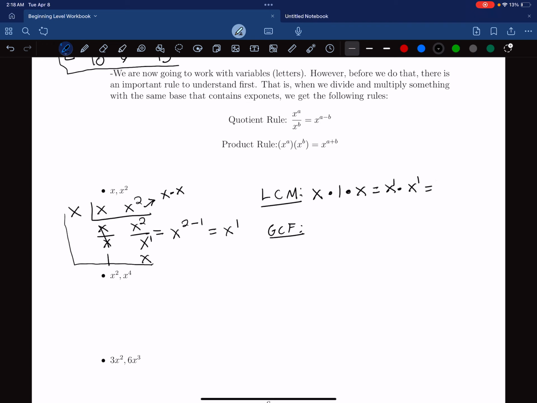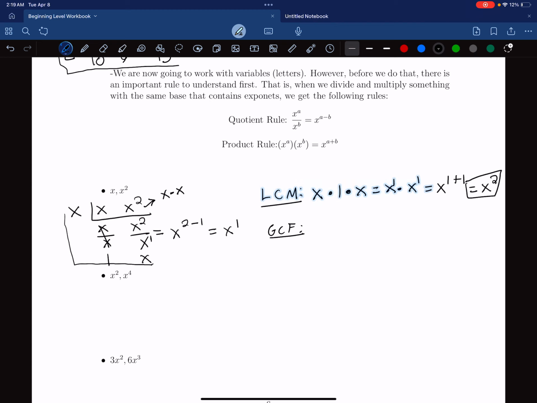So we're going to use this rule here to combine these exponents because they are the same variables. So we have x and x. In other words, we have x raised to the power of 1 plus 1, and 1 plus 1 is 2. So we have x squared for our least common multiple.